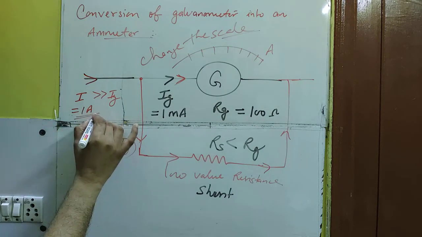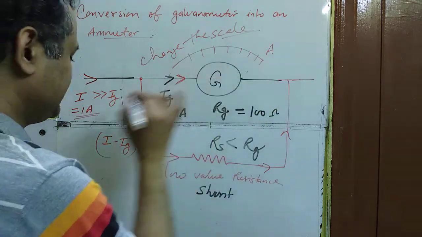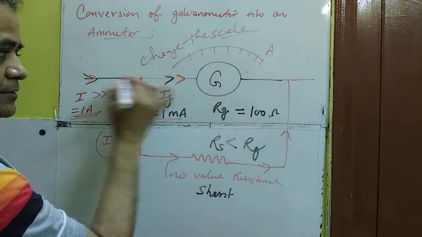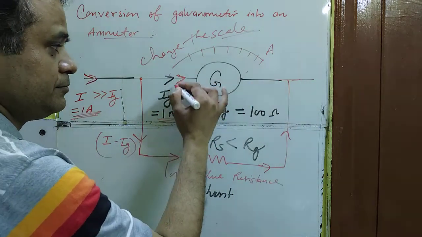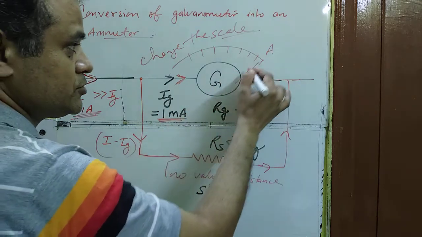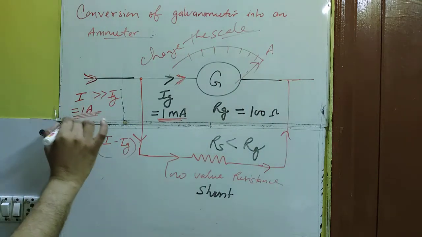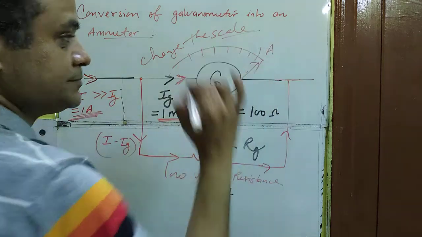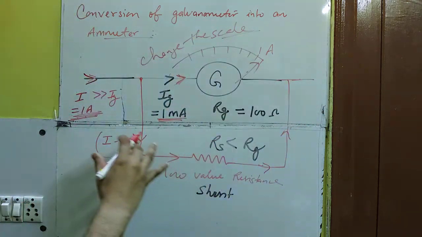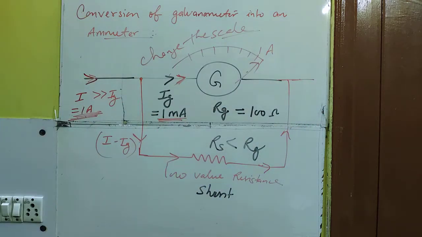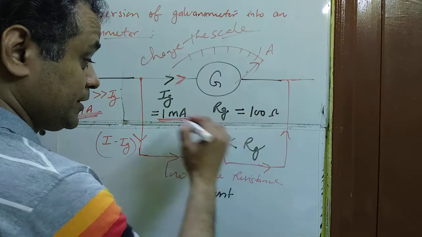Although 1 ampere current is flowing, only 1 milliampere current flows in this one. So when 1 ampere current is flowing through this whole system, the galvanometer passes only 1 milliampere current. The needle shows 1 milliampere, but when you read it, you will read it as 1 ampere. So by changing the value of the scale, and by connecting a shunt, you converted this galvanometer into an ammeter. Now, the most important thing: what should be the value of the required resistance?